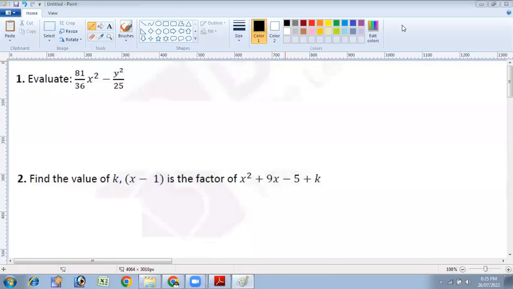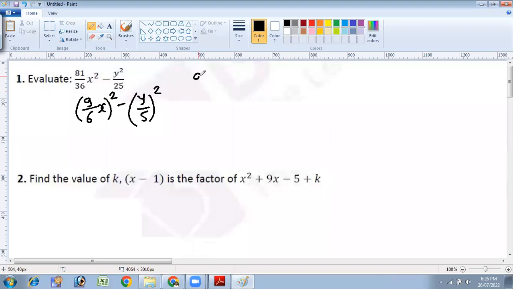See, we have to evaluate a very simple question. 9 9s are 81, so we can say (9/6 x) bracket square, minus 5 5s are 25, (5y/5) bracket square.